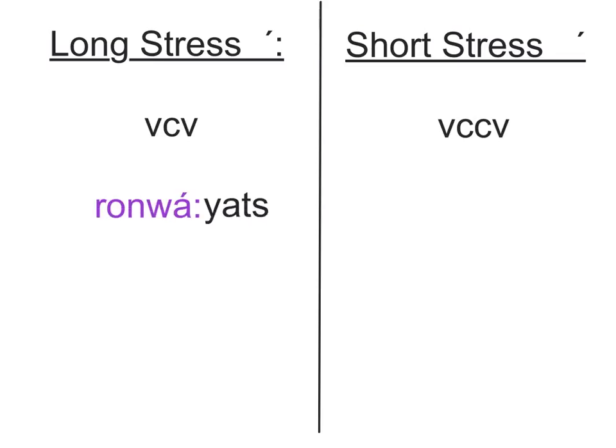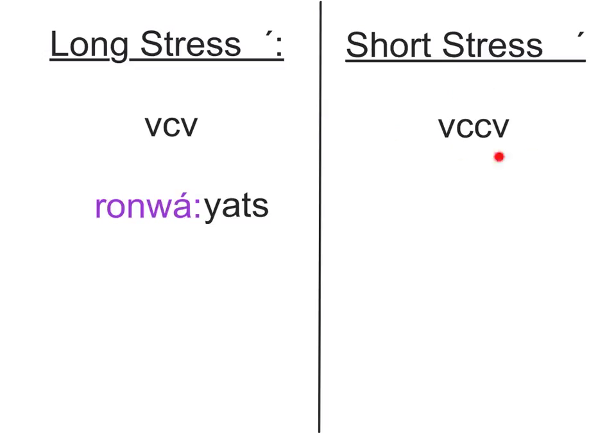In the case of runwayats, we have a vowel followed by a consonant followed by a vowel. Our accent always goes on the second last syllable, so we put it on the A, and we know that it's a long stress because we have this pattern: vowel, consonant, vowel.